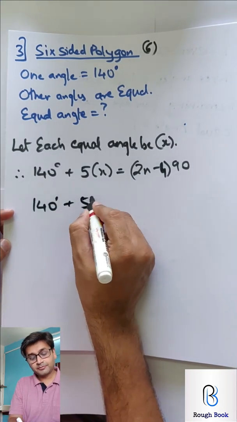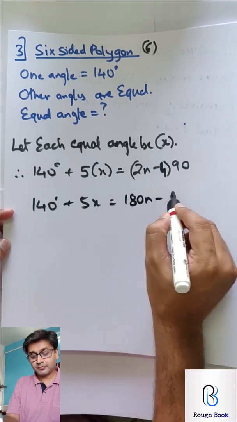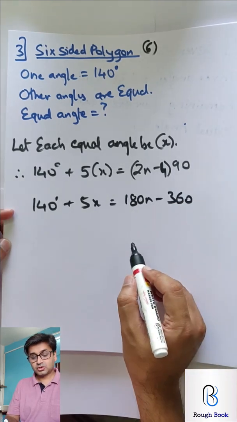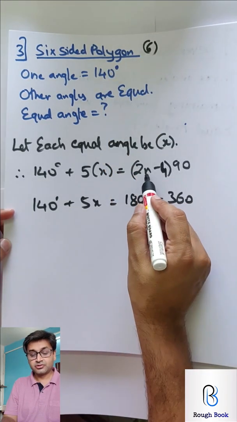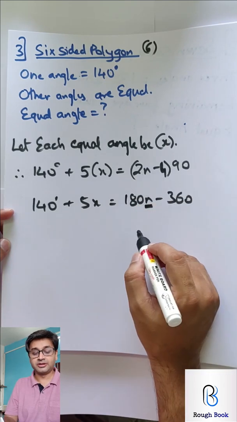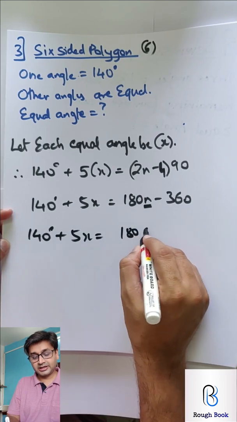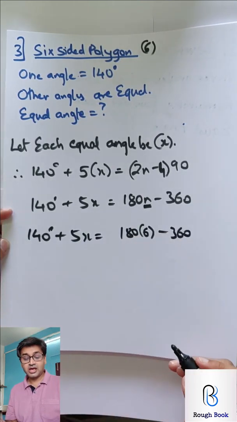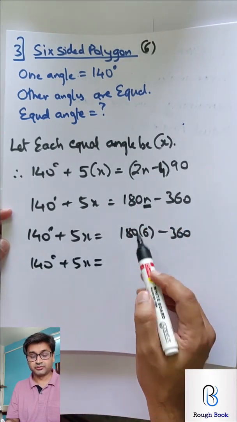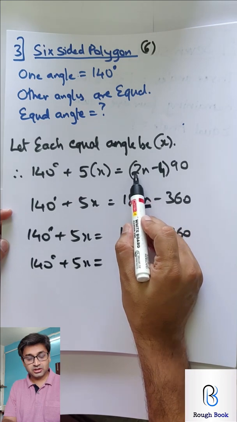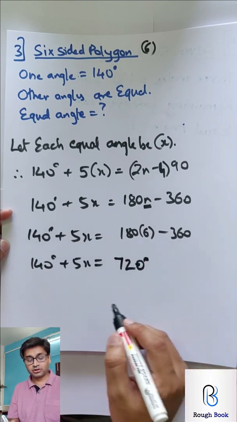So 140 plus 5x equals 180n minus 360. I can substitute n over here because the number of sides is 6. We should have substituted it here only, and our life would have been easier. So 140 plus 5x equals 180 into 6 minus 360. Now we've increased our number of steps because I did not substitute 6 earlier. Had I substituted 6, 6 twos are 12 minus 4, 8, 8 into 90, 720, straight away I would have got it, instead of doing all this.